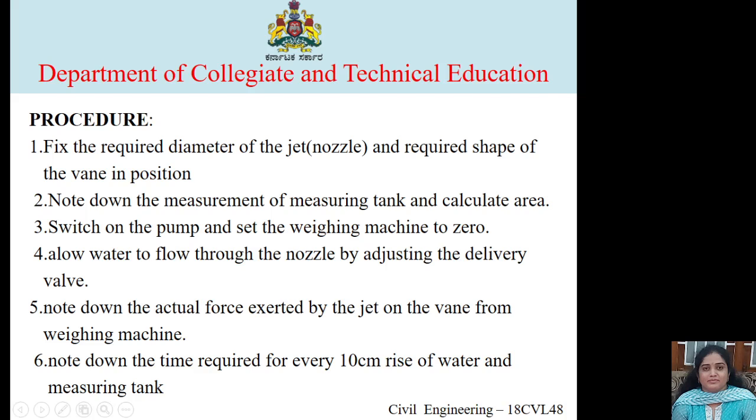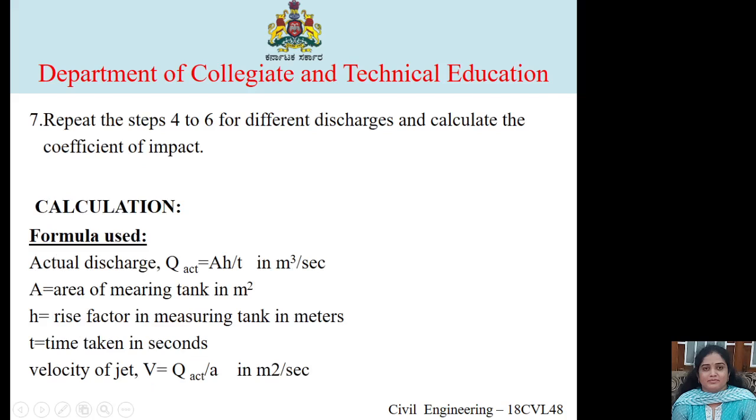So the theoretical force for the flat vane, F theoretical, is equal to rho A V squared, or rho A squared by G, which you have studied already in fluid mechanics. The same equation is used here. Then the ratio of F actual by F theoretical will give the coefficient of impact. Generally, the actual force is always less than the theoretical value. So this is the procedure.